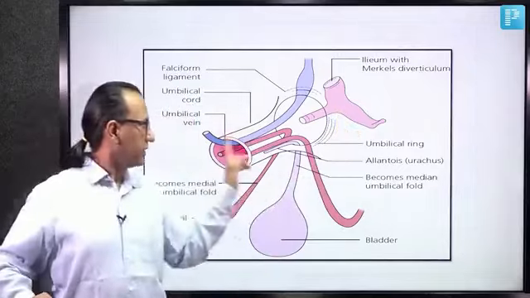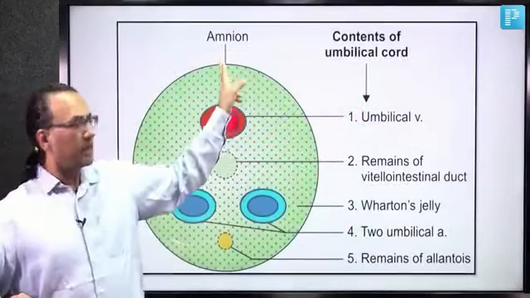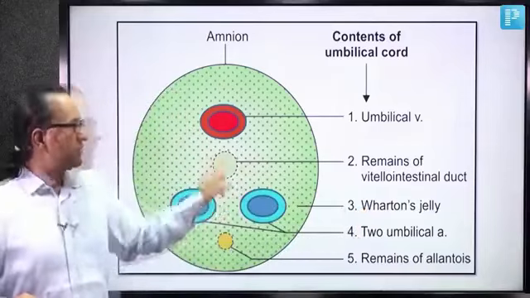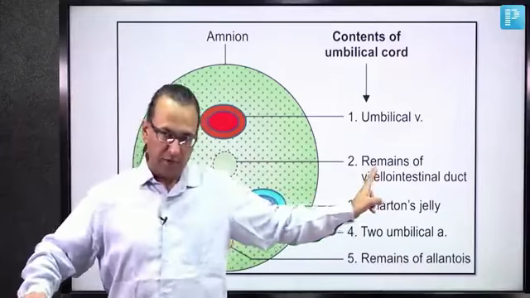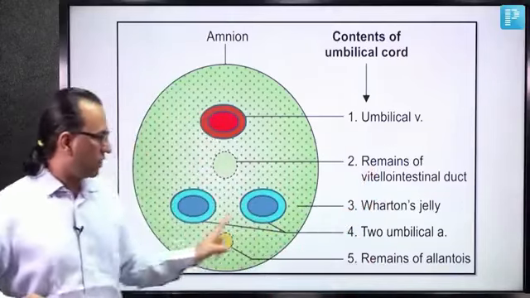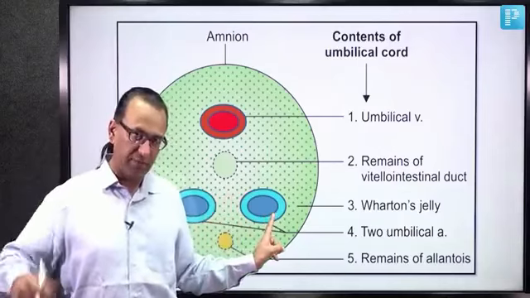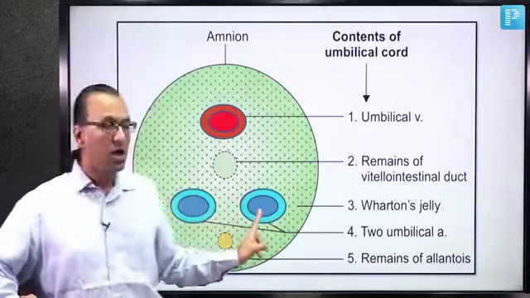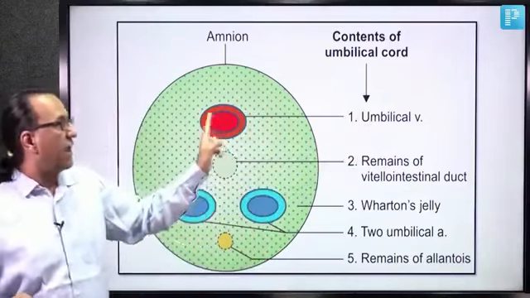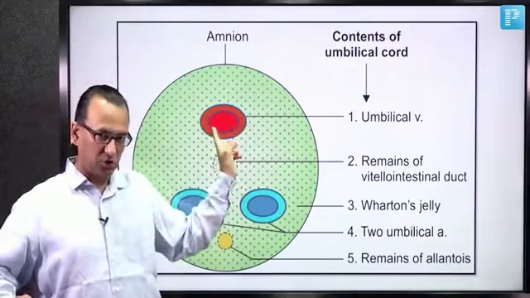Let us now take a transverse section of the umbilical cord. And you see it is covered by the amnion here. Inside is a jelly which is called Wharton's jelly. And then we have the remnants of the vitelline intestinal duct, the midgut diverticulum, and remnants of the allantois, which is the hindgut diverticulum. Along with that, there are two umbilical arteries which are shown in blue because they carry deoxygenated blood. And then this is the left umbilical vein, which is shown in red because it has a high concentration of oxygen coming from the mother, the placenta, towards the baby.